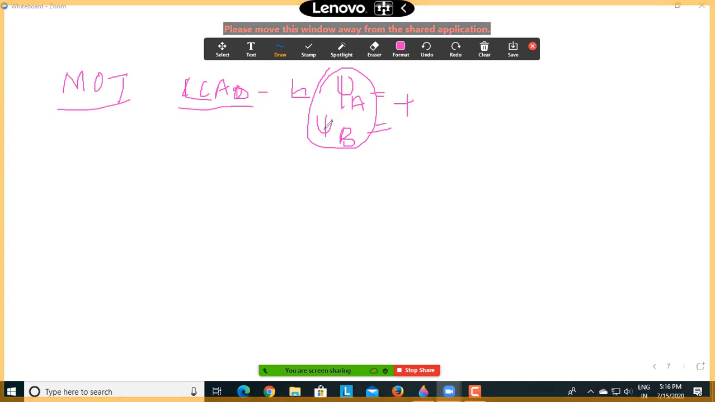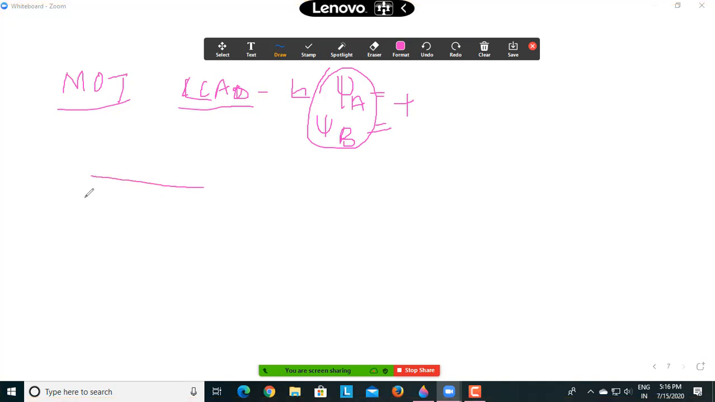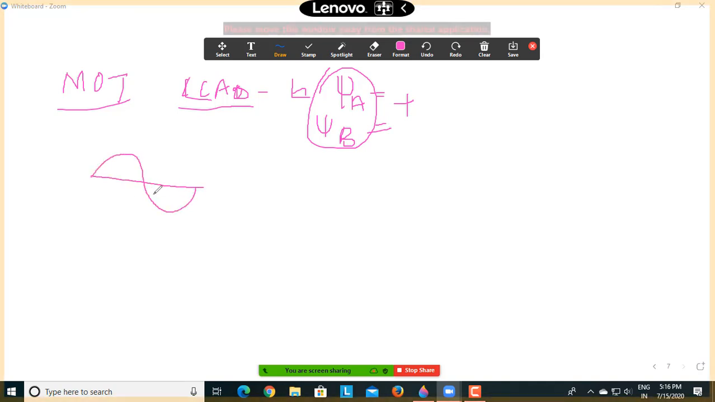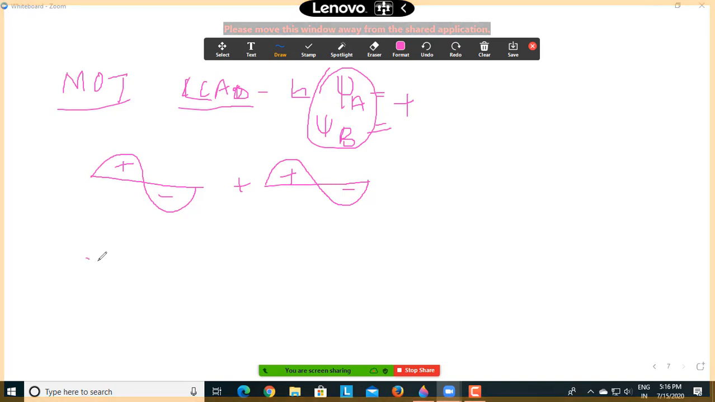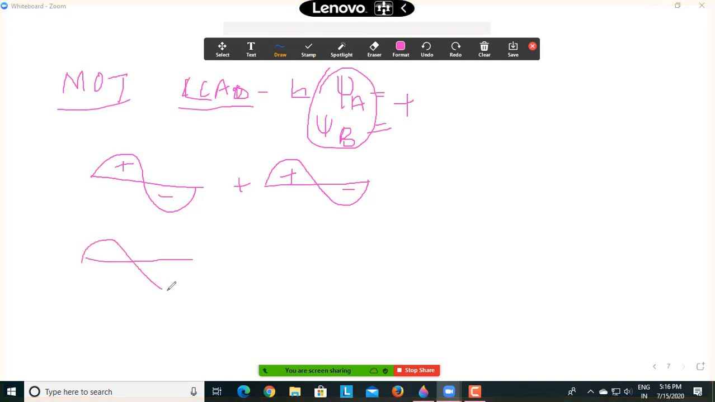Let us take an example of how electron waves are mixing. Suppose one wave is going like this, and another wave is also going like this. They can mix. Suppose this is plus, this is plus, this is minus, this is minus. This is going in the downward direction, so minus. This is going in the up direction from the mean position, plus. So suppose these two waves are mixed like this.